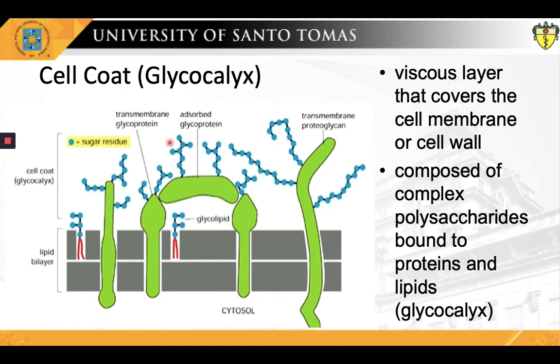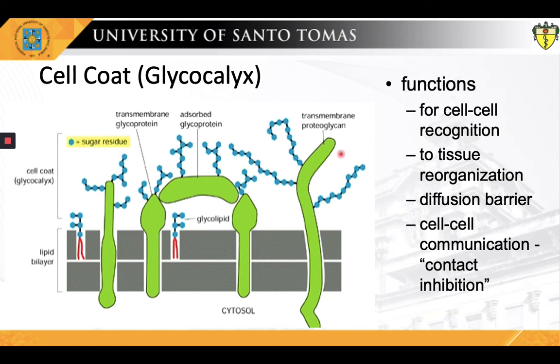This is a simplified diagram of the cell coat, also known as the glycocalyx. As defined, the cell coat is a viscous layer that covers the cell membrane or cell wall. This structure consists of the oligosaccharide side chains of glycolipids and integral membrane glycoproteins. It is also made up of the polysaccharide chains on integral membrane proteoglycans. In addition, adsorbed glycoproteins and adsorbed proteoglycans contribute to the glycocalyx in many cells. Note that all of the carbohydrates are on the non-cytoplasmic surface of the membrane.